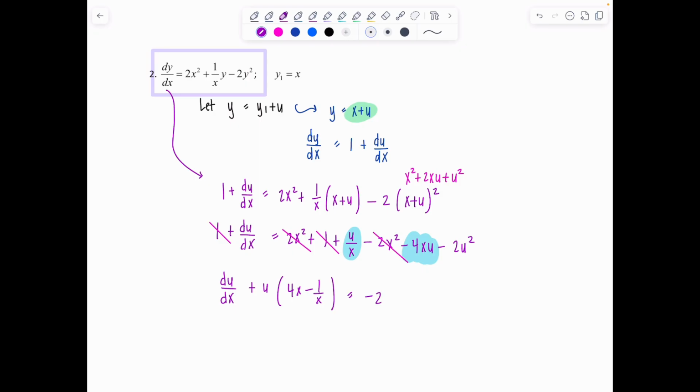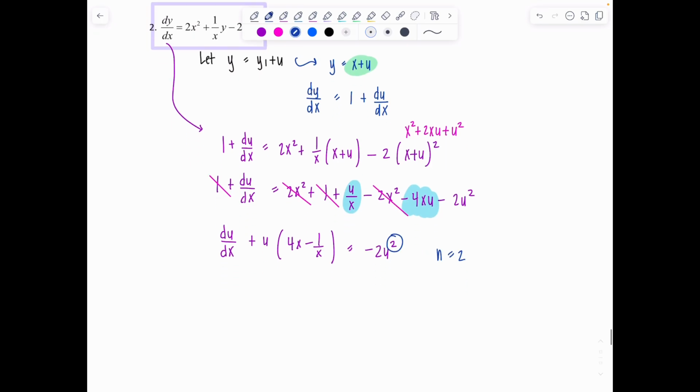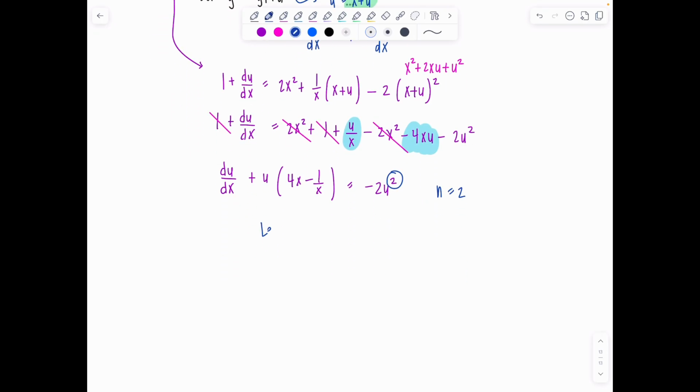equals negative 2u squared. Let me tell you, be so careful with the negatives, okay? If you miss one, it messes up everything. It will stress you out and you'll be sad. Okay, this is, no surprise, Bernoulli. n is equal to 2. So then we make another substitution. We let w equal u to the 1 minus 2, which is u to the negative first. dw dx equals negative u to the negative second times du dx. Fabulous.